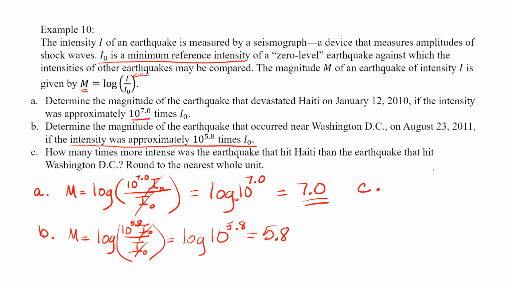Part C, how many times more intense was the earthquake that hit Haiti than the earthquake that hit Washington, D.C.? Round to the nearest whole unit. So you're looking for how many times more powerful was this earthquake than that earthquake. So you're going to ask 5.8 times x is 7.0. To solve for that, you would say x equals 7.0 over 5.8, and you would punch that into your calculator, and that is about 1.21 times as powerful.